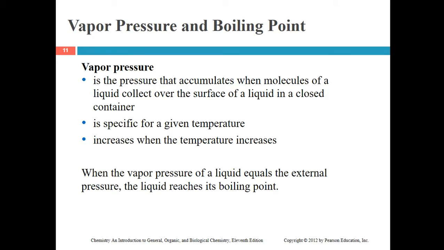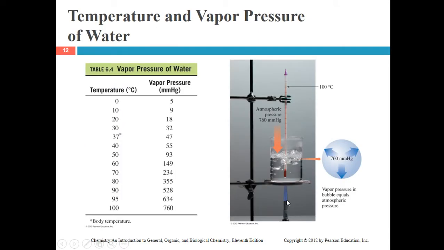It is very specific for a given temperature, and it increases when the temperature increases. When the vapor pressure of a liquid equals the external pressure, like the atmospheric pressure, the liquid has reached its boiling point. So let's look at this chart and go down to the last one here. At sea level, we know that water boils at 100 degrees Celsius. You might know that it boils at 212 degrees Fahrenheit, which is 100 degrees Celsius, when you're boiling water at sea level.